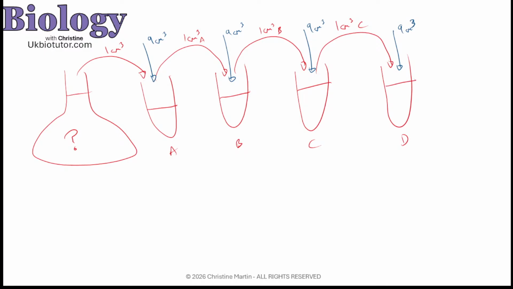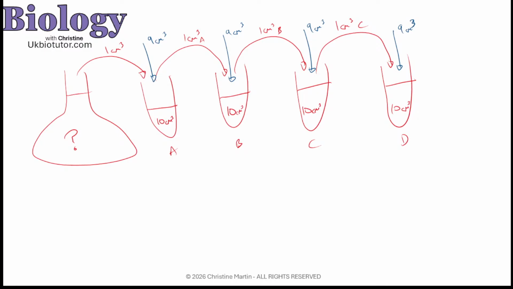Okay, so what have I got? In A, B, C and D, I've put 1 centimeter cubed and 9 centimeters cubed, so I have a total of 10 centimeters cubed. That's my volume inside A, inside B, inside C, and inside D. Each of them has 10 centimeters cubed.